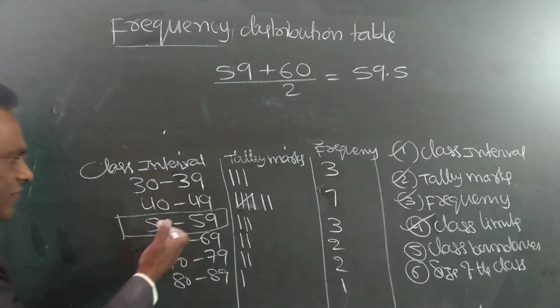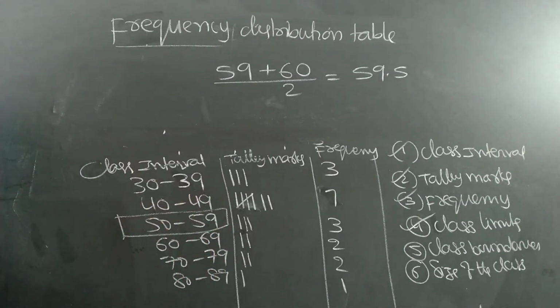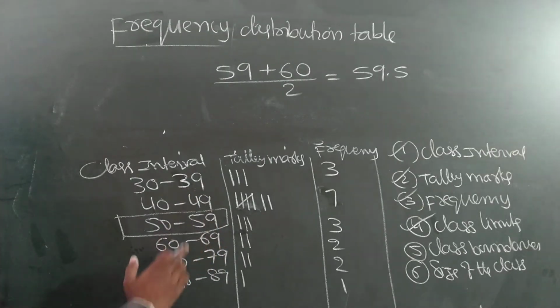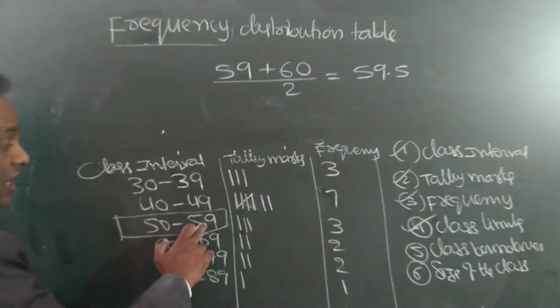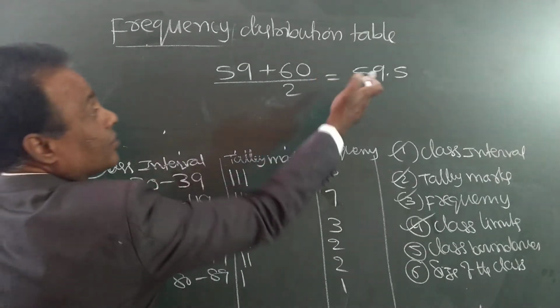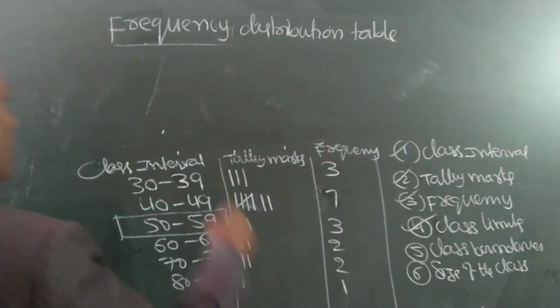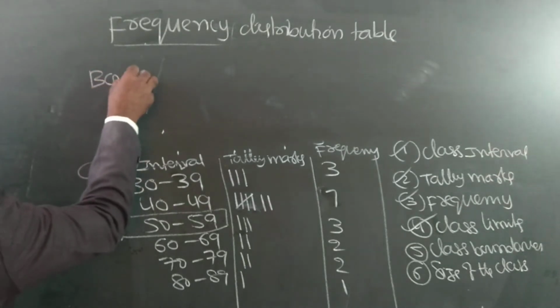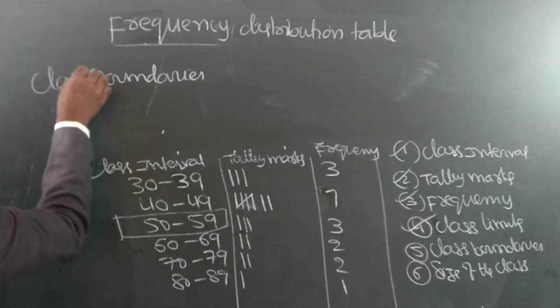Suppose the classes are 50 to 60, 60 to 70; in that case limits and boundaries will be the same. If there is a gap of one, then limits and boundaries will be different. So the upper boundary of this class is 59.5. Write on the next line: class boundaries. Next point.